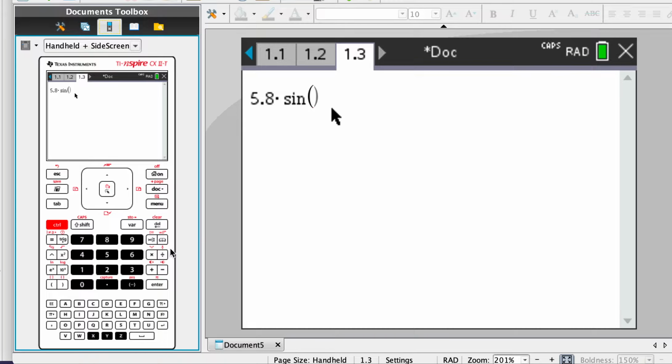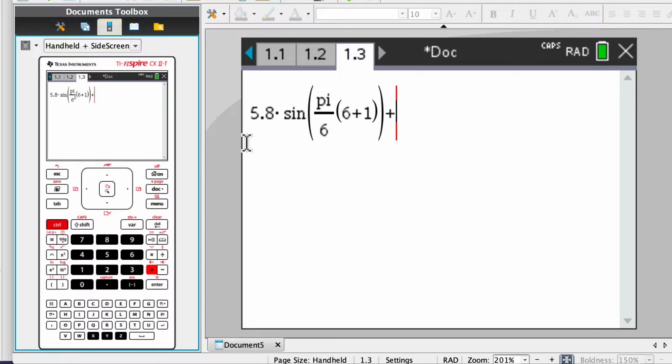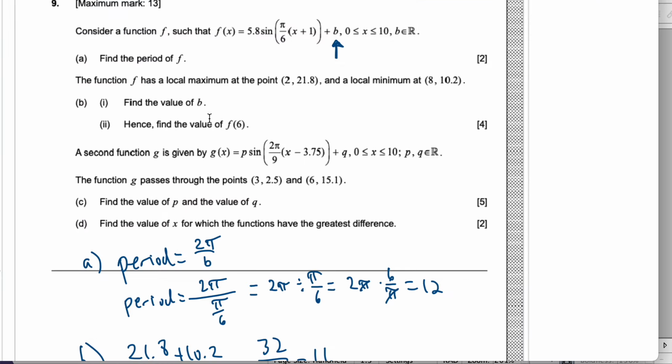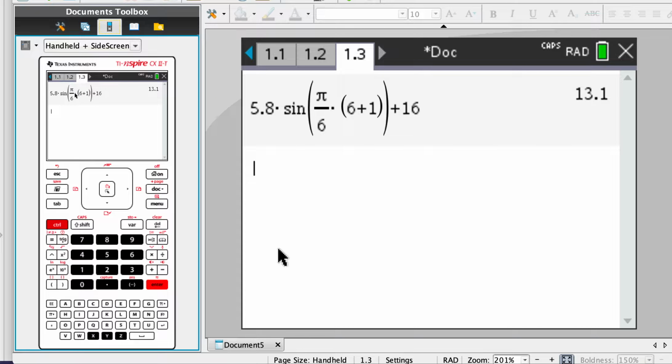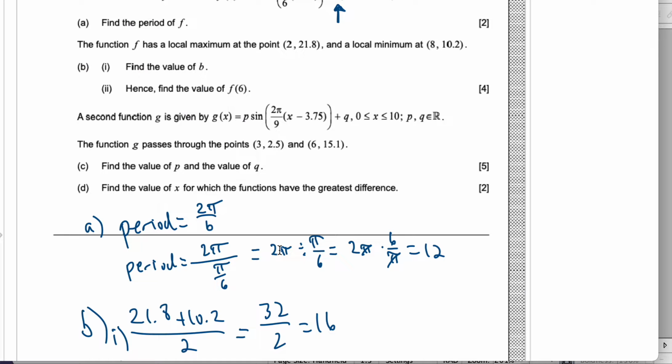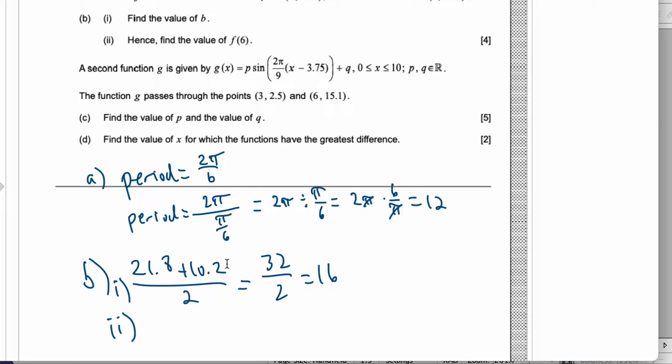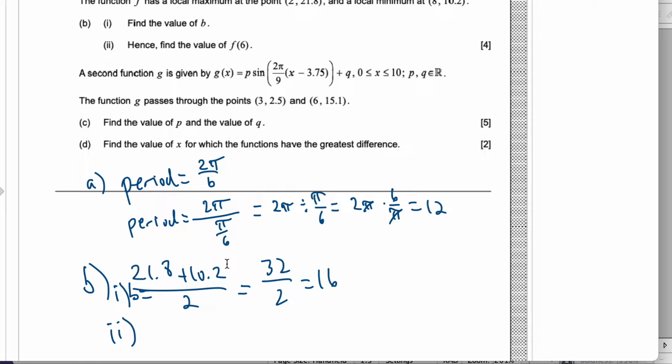Pi over 6 times x. Oh, actually, wait. What's x? x is 6. So 6 plus 1, and then plus b, which was 16. Yes, which is 13.1. So maybe I should have written in this one that b is equal to 16 instead of the equation b equals all of that. And then now we have f at 6.